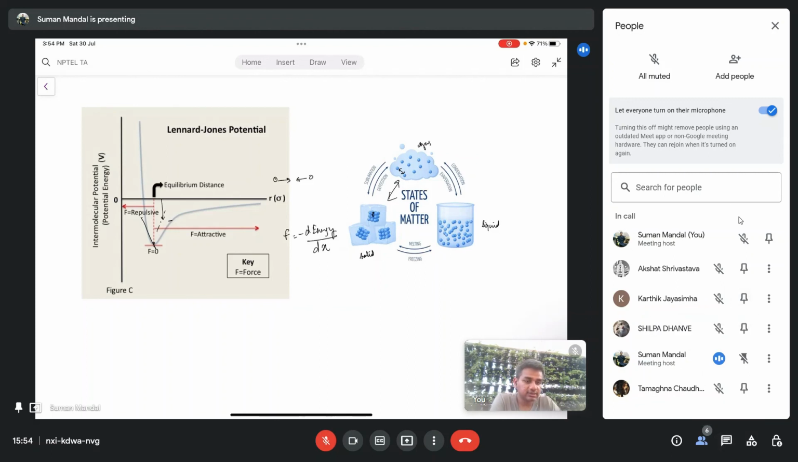Akshat, Karthik, Shilpa, Tamagna. Okay, so what background are you all from? What is your current degree? What is your expectation from this course?